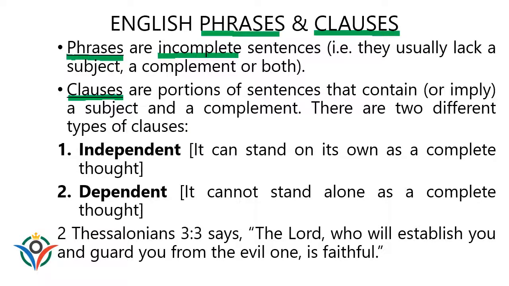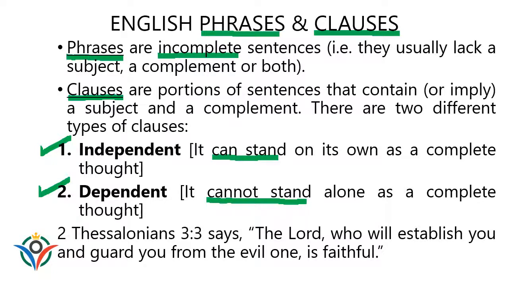So there are two different types of clauses. The first is the independent clause. Independent because it can stand on its own as a complete thought. And the dependent clause. Dependent because it cannot stand alone as a complete thought. So here's an example from 2 Thessalonians chapter 3 verse 3, where Paul says, "The Lord, who will establish you and guard you from the evil one, is faithful."